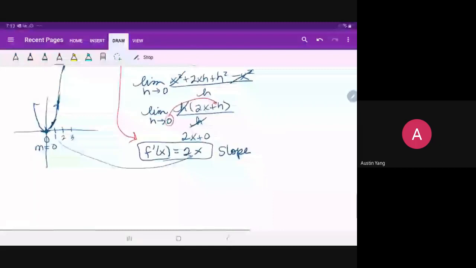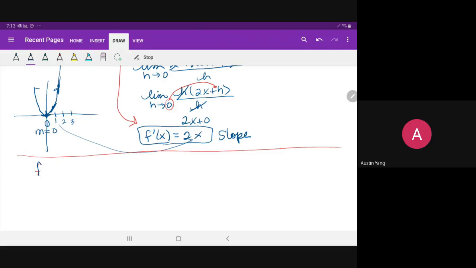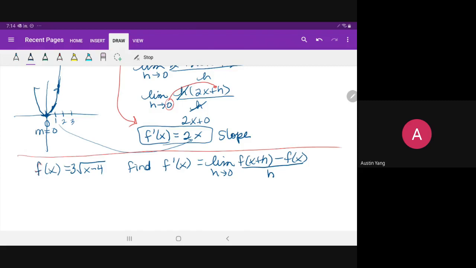So I have f of x equals, let's say, 3 times the square root of x minus 4, and it says find f prime of x. Well, it doesn't say that in the book. In the book, it says find the limit as h approaches 0 of f of x plus h minus f of x over h. In some textbooks, they don't use h, they use delta x, which is very horribly confusing. You do have a square root one, a fraction one, and then you have that one.